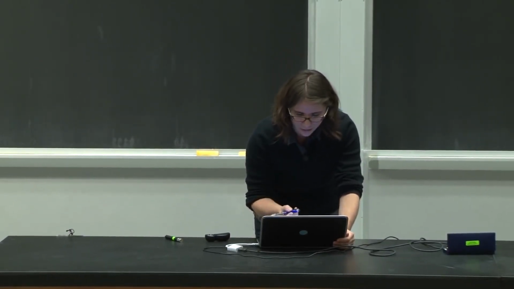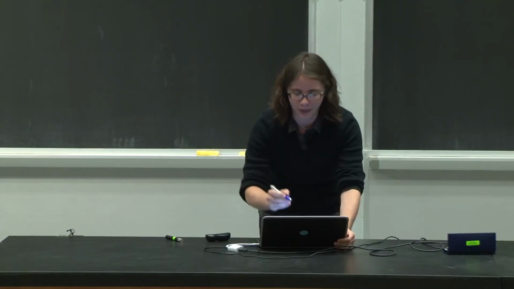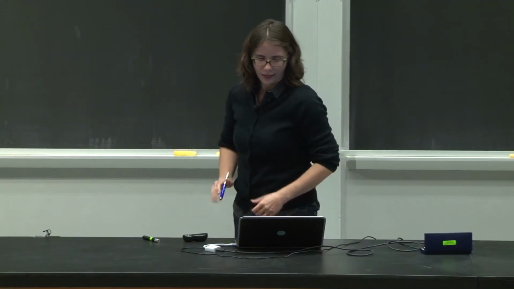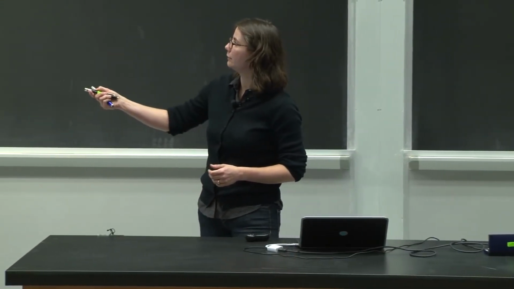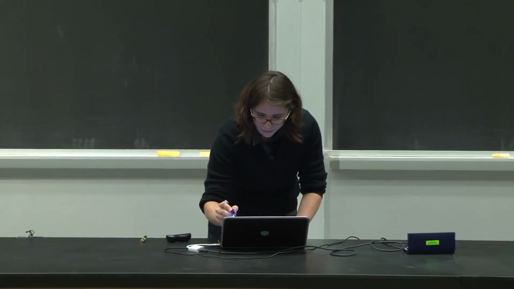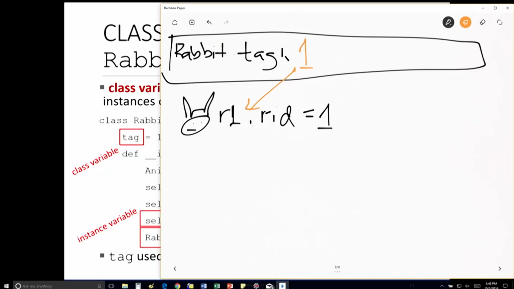When I first create this new rabbit, it's going to access the class variable, whose current value is 1. So when I create the rabbit ID, r1.rid, this is going to get the value 1. And according to the code, after I set the rabbit ID to whatever tag is, I'm going to increment the tag. So I'm going to go back up here and increment the tag to be 2.